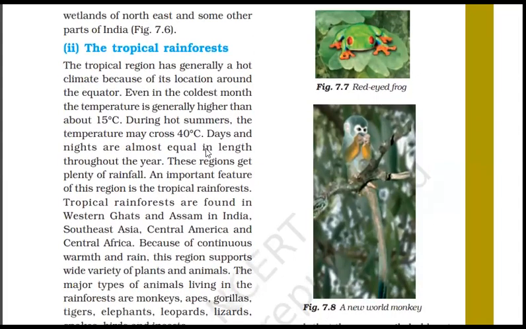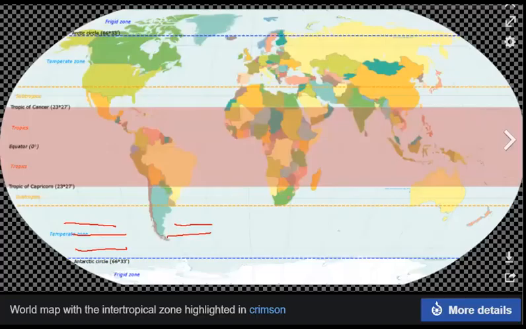So what is the tropical rainforest? In India, the Western Ghats and Assam, and Southeast Asia, Central America, Central Africa, they all are tropical regions, right, everyone? I've shown you the map. I hope everyone will remember the areas from the map. Tell me, Sri Lanka falls in which region? Tell me, tropical region, right? Yes.